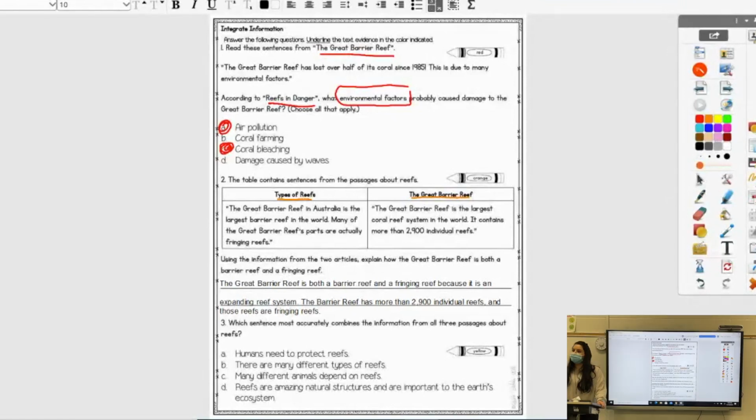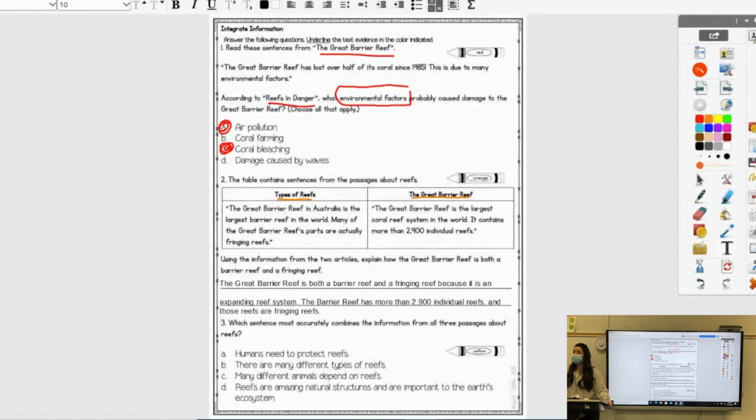For number 2, you should have this answer. The Great Barrier Reef is both a barrier reef and a fringing reef because it is an expanding reef system. The barrier reef has more than 2,900 individual reefs, and those reefs have fringing reefs. For number 3, we're going to grab our yellow and answer the following question. Which sentence most accurately combines the information from all 3 passages about reefs?